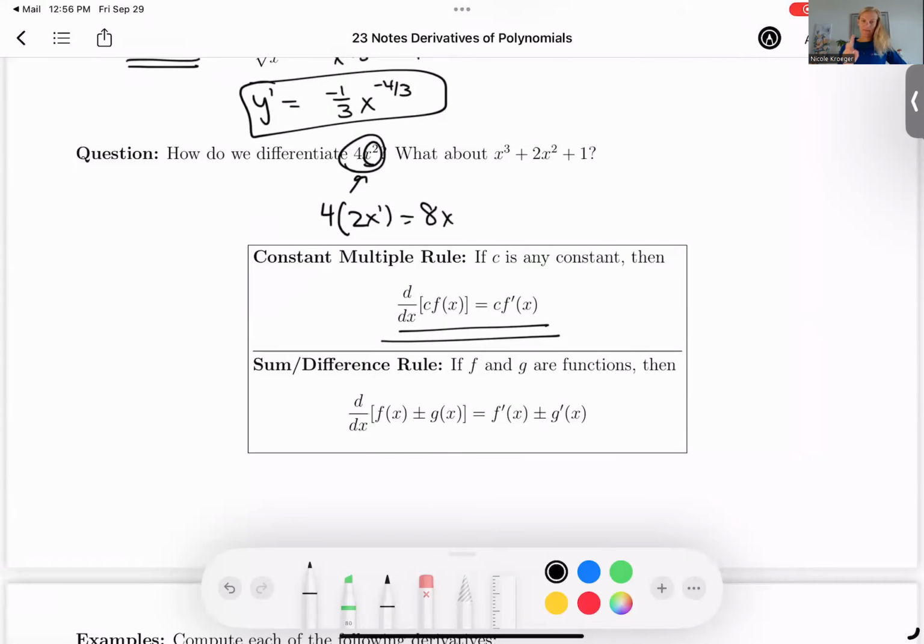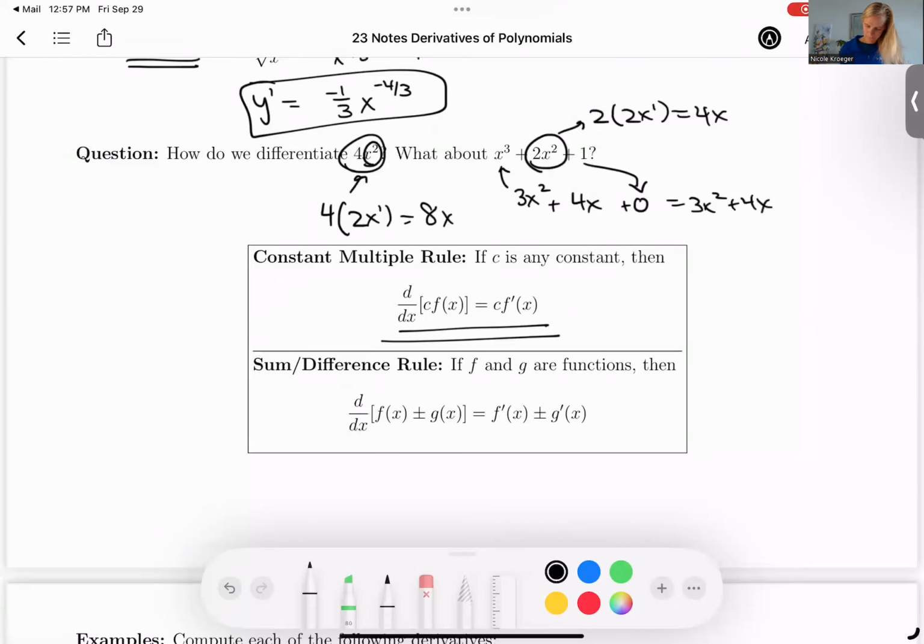If I have a bunch of things being added or subtracted, I just deal with the pieces individually and then add or subtract them. So the x cubed becomes 3x squared. The 1 becomes 0 because it's a constant without an x. And then the 2x squared becomes 2 times the derivative of x squared, which is 2x to the first. So this becomes 4x. So we could write that as 3x squared plus 4x. Okay, notice this only works with addition and subtraction. Multiplication and division are going to be a lot messier.